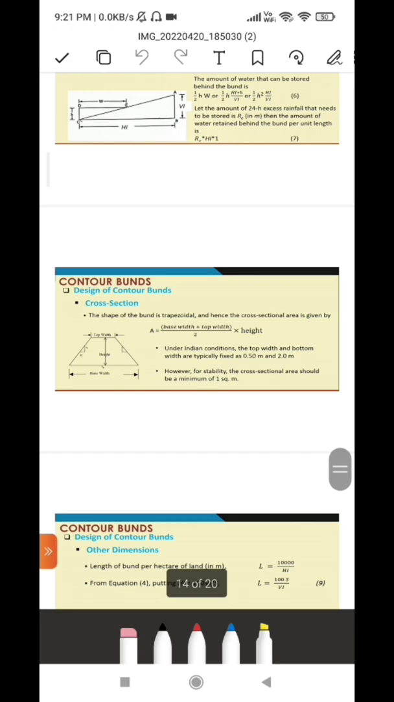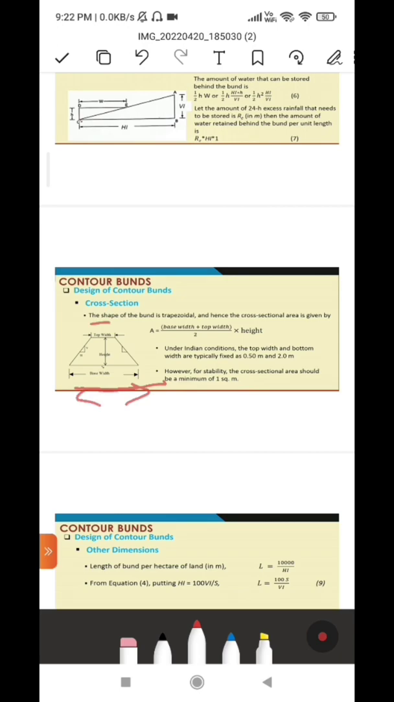Now we're going to talk about the cross section. Cross section is generally simple because our shape of the bund is trapezoid. So for a trapezoid, the cross section area would be equal to the base plus top width divided by 2, into the height. This would be the base width and this would be the top width, and when we add this and divide it by 2 and multiply with the height, then we will get the area, or the cross section area of the bund.